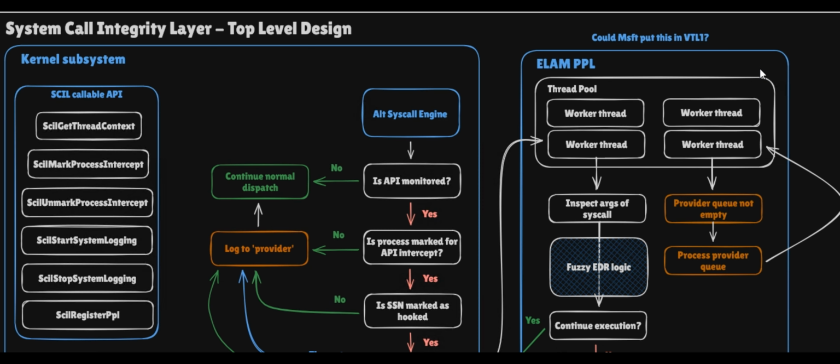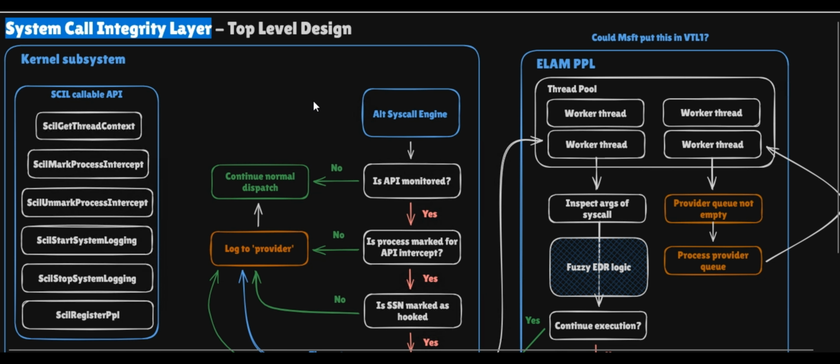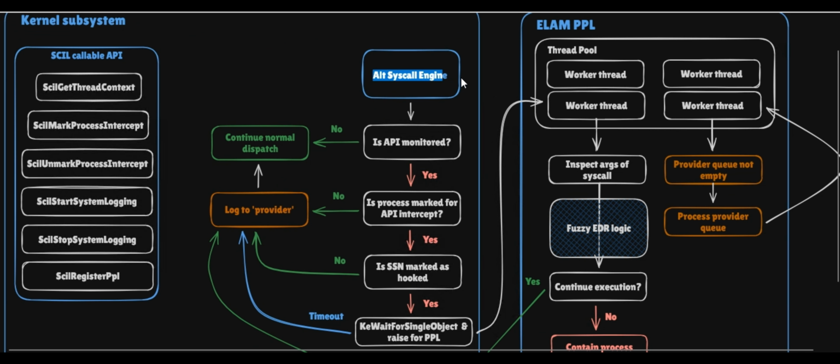So, I've put together a proof of concept now for the system called integrity layer, or the skill, whatever you want to call it. And I want to demo that in this video. We can walk through how it works and what's going on, and we'll talk about the next steps, which is going to be profiling. How it works is we use the alt-syscall engine, which is obviously not publicly available from Microsoft at the moment. So we're doing this all in undocumented APIs.